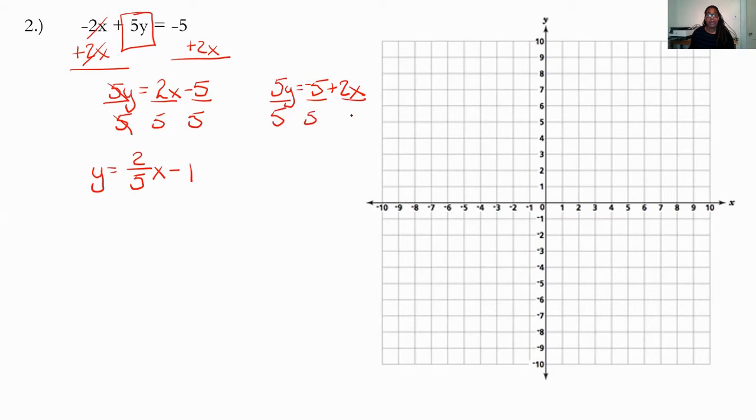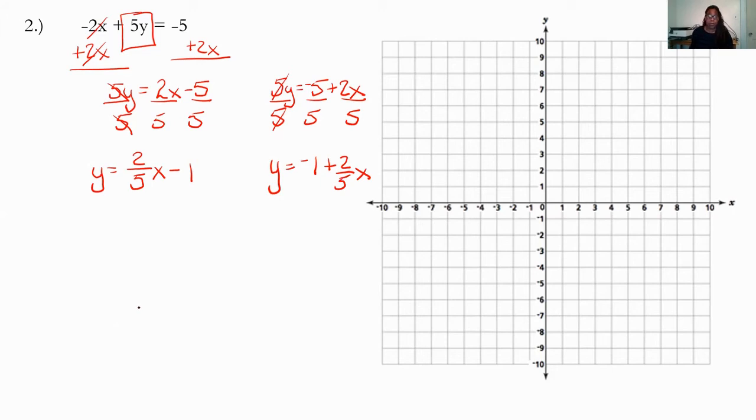Dividing everything by 5. So this gives me 1y, or y. This gives me my -1 plus my 2/5 x. Okay? So the only reason why I'm doing it twice is to show you that there's more than one way of getting the same answer. Okay? So you're not wrong.